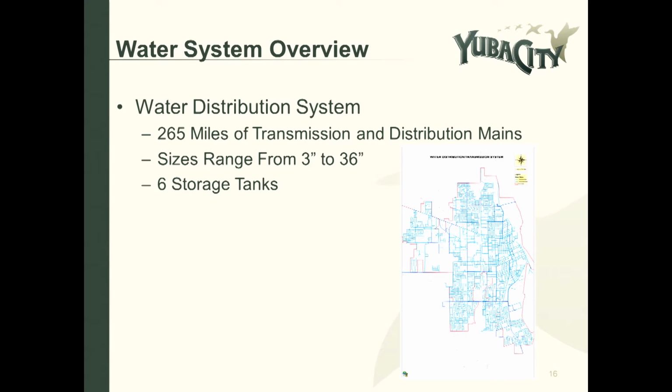For the water distribution system, we have 265 miles of transmission and distribution mains that we maintain, in sizes ranging from 3 inches to 36 inches, and 6 storage tanks within the system.